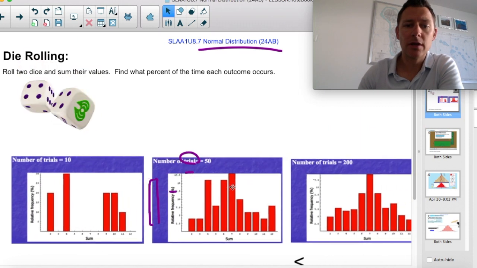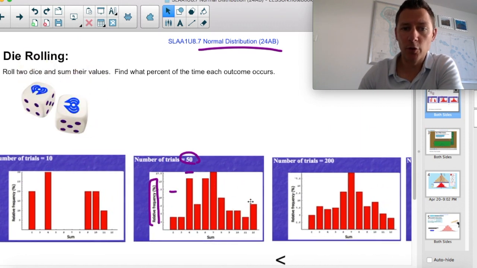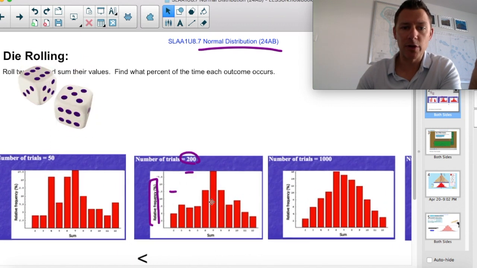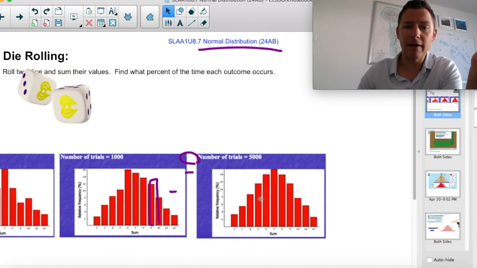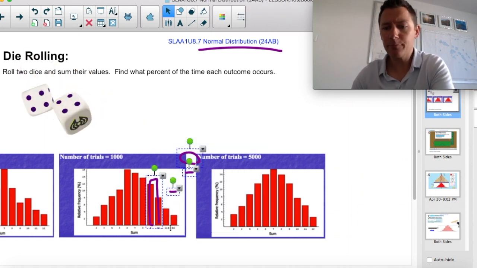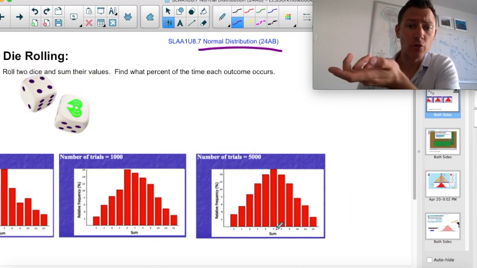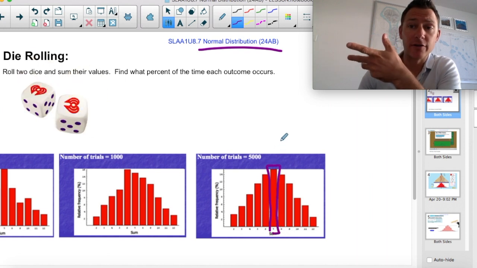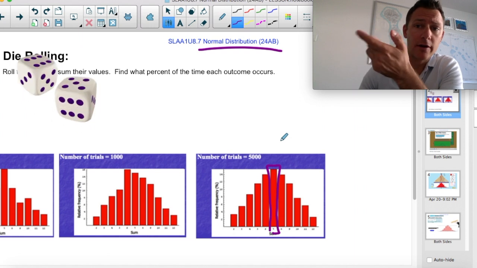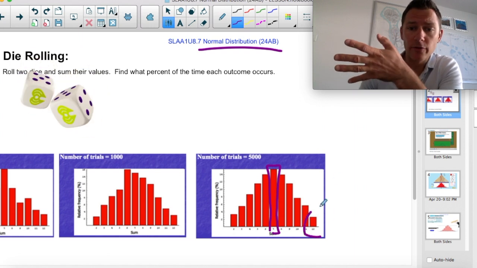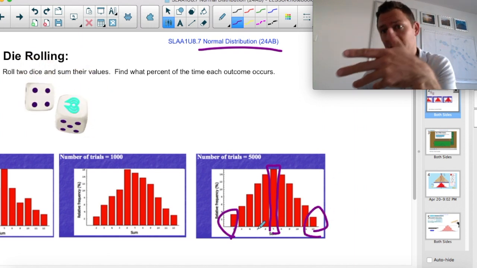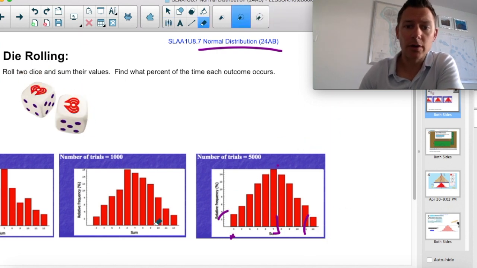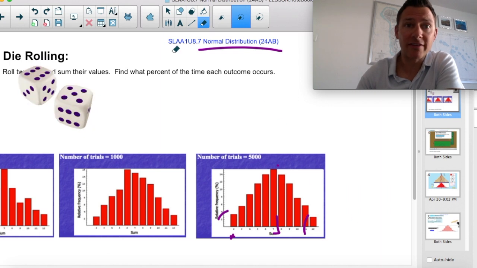If you did that for 50 trials, you'd see a more complete spread of values, and 200 trials you'd get a bigger spread, and 1,000 and 5,000. And what you might notice is that you get some values that show up more often than others, particularly 7, because there's 3 ways to get a 7, a 3 and a 4, a 5 and a 2, a 6 and a 1, where there's only one way to get these two, a 1 and a 1, a 6 and a 6. So that's much more challenging to have that happen probabilistically.